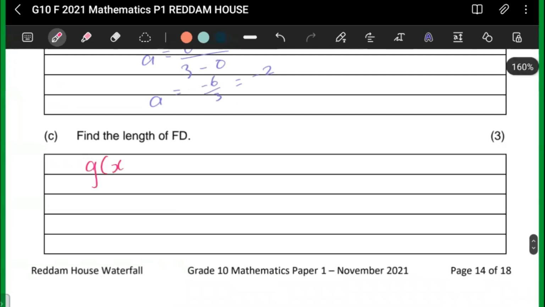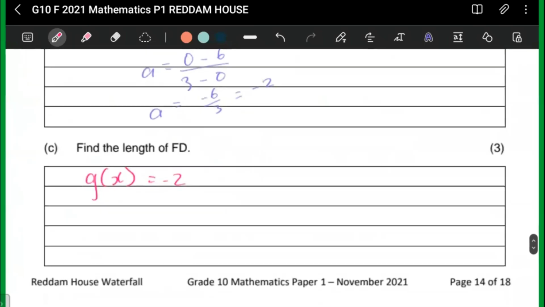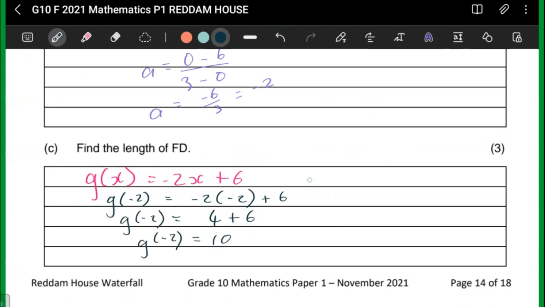You now have it. Remember, g of x is equal to -2x plus q, and the value of q, we know it's a 6. So you have your equation nicely. Since you have your equation and you want the y value of f, you can just throw here a -2. You're going to have -2 times -2 plus 6, and then you're going to have +4 plus 6. This is a 10. There you go. So you now know that f is (-2, 10).